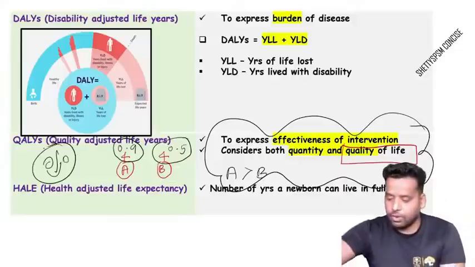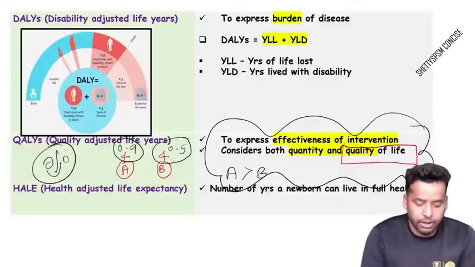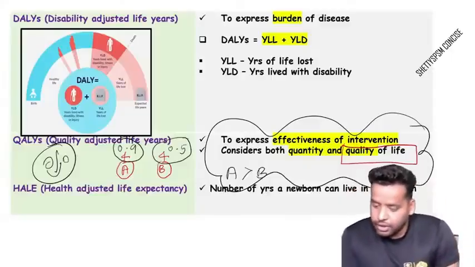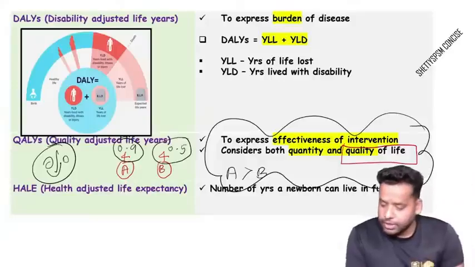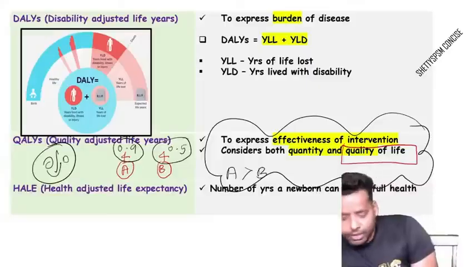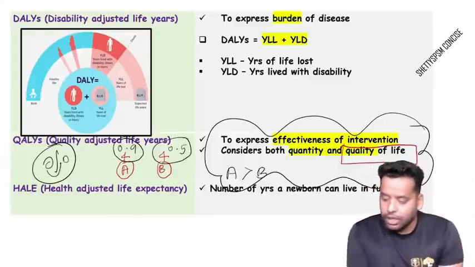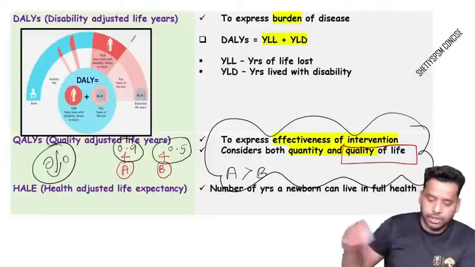Yes, we finished QALYs also in a concise way. I covered each and every point. DALYs lost will indicate the burden of disease. QALYs gained will indicate how good is the intervention.